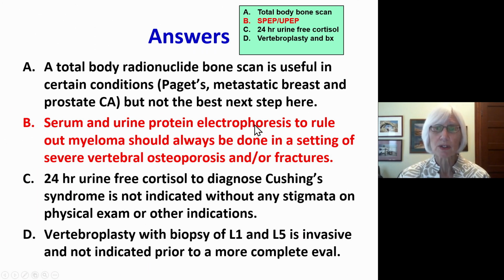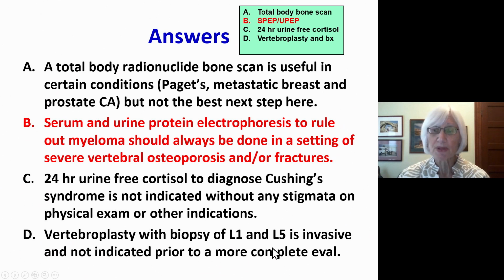Serum protein electrophoresis to rule out myeloma should always be done in a setting of severe vertebral osteoporosis and/or fractures. A 24-hour urine free cortisol to look for Cushing's would be a good thing to do in a patient who had any stigmata like striae or supraclavicular fat pads, a round plethoric face, central obesity, who presented with in particular vertebral osteoporosis or fractures, but she did not have this, and that was not the correct answer.